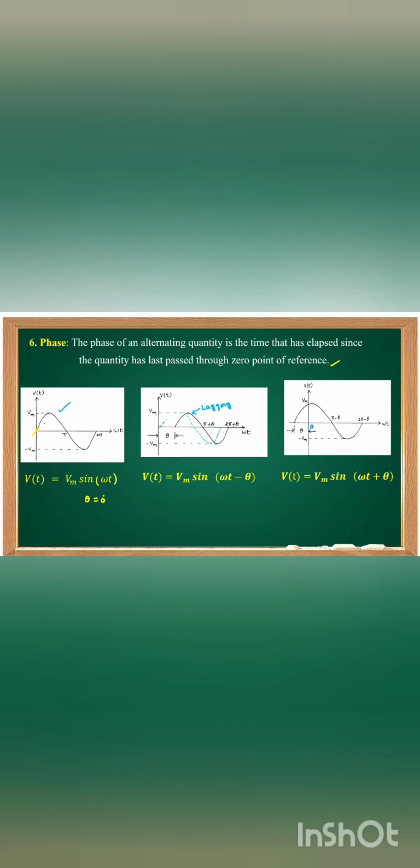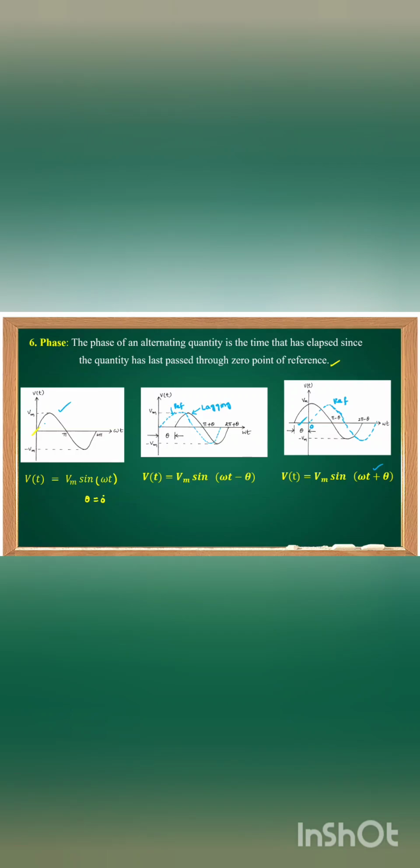With respect to this waveform, this waveform is lagging by an angle of theta. Now you take this as the reference wave. If you take this as the reference wave, with respect to this waveform, this is leading by an angle of theta. If it is leading, you take plus theta. In detail, later on you will see.